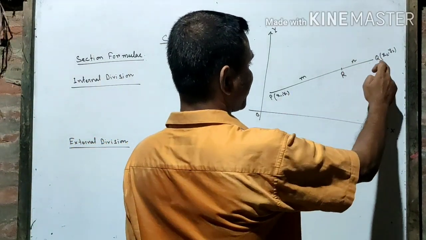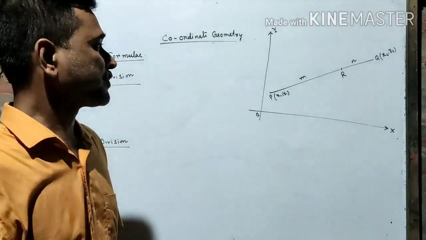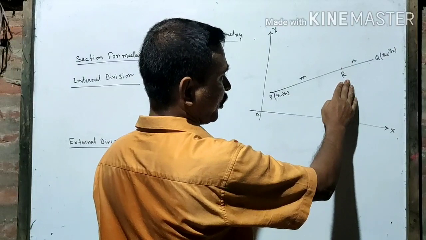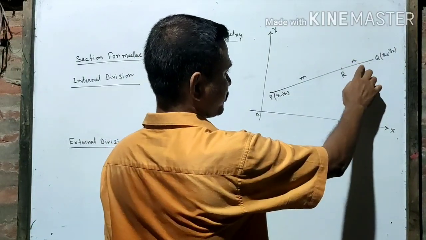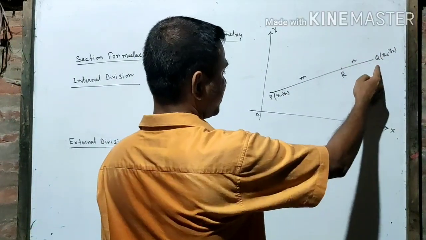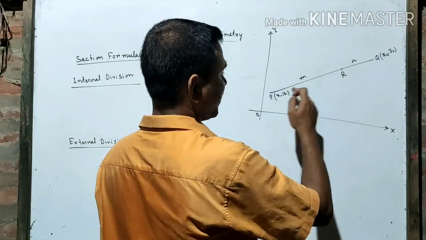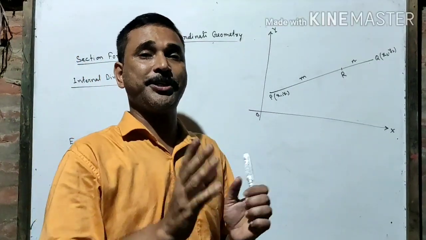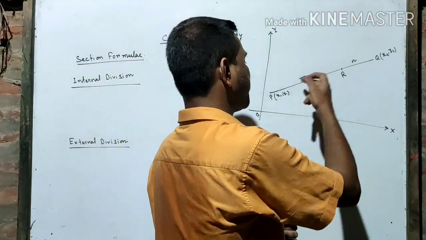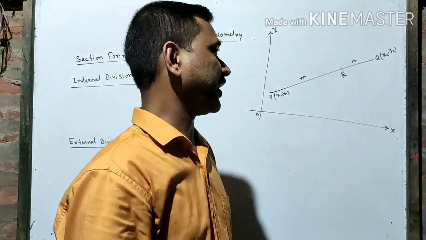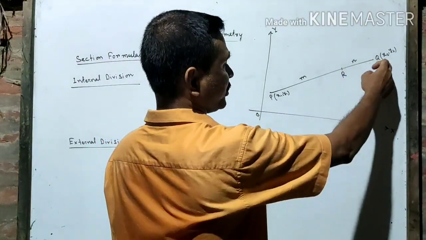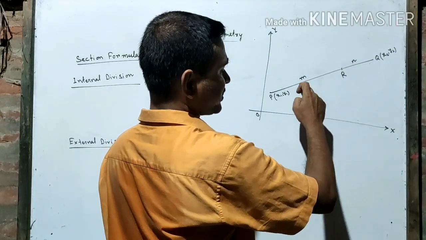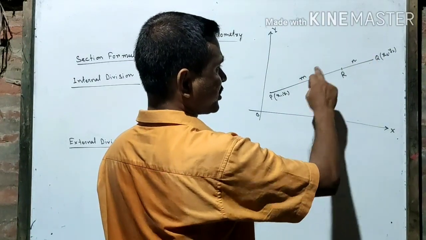Suppose P and Q are 2 points on a plane and they are joined, that is the line PQ is divided by a point R in a ratio m:n internally. Internally means the point R divides the line PQ in between P and Q. When R lies between P and Q, it is known as internal division. So P and Q are 2 points whose coordinates are given, and a point R divides the join of PQ in a ratio m:n.